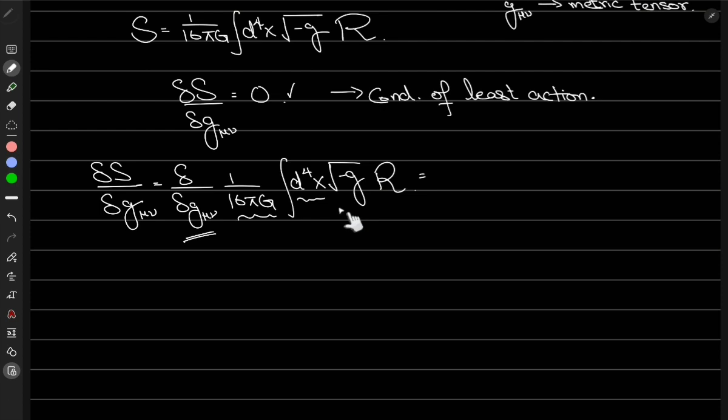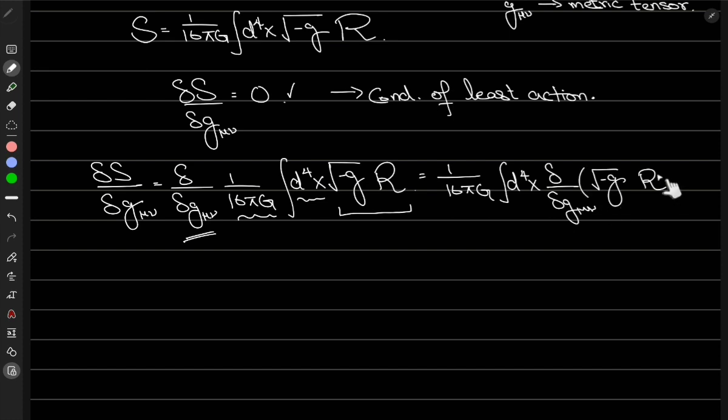But what it will act on is this term over here, because this G and R are implicitly functions of G mu nu, right? So they come from G mu nu essentially. So we can write this thing as 1 over 16 pi G integral of d4x delta over delta G mu nu of square root minus G times R, right? So this is what we have.